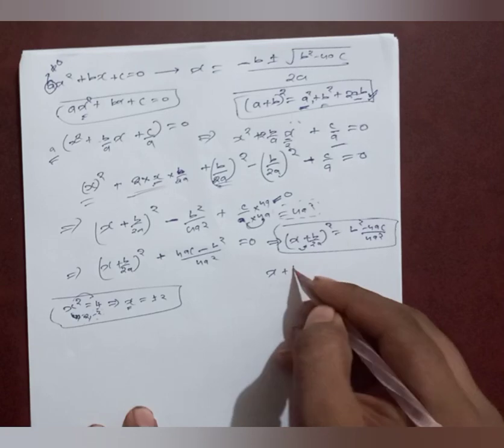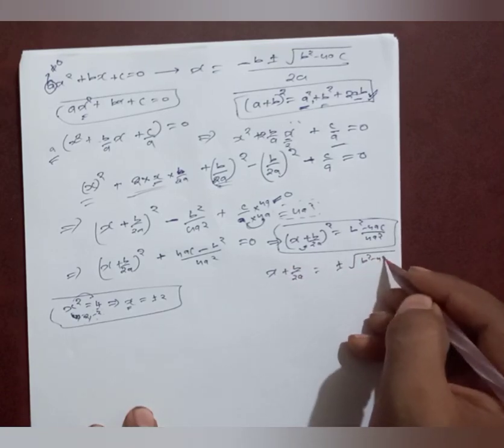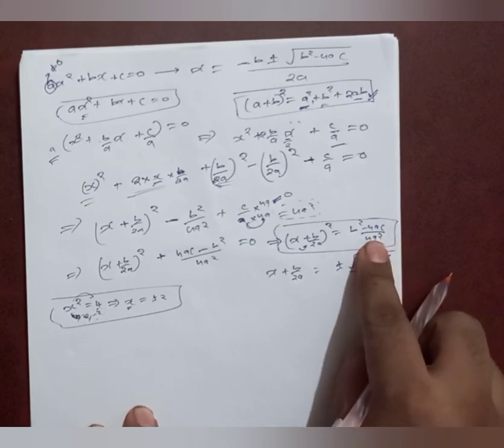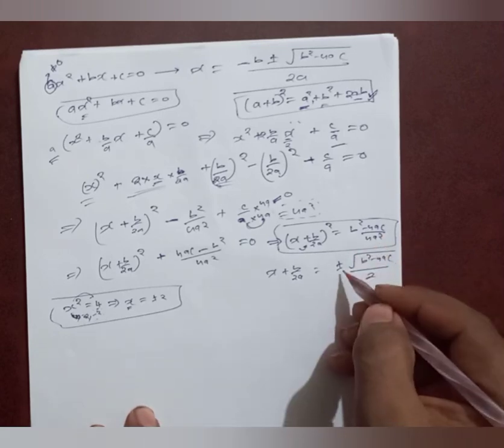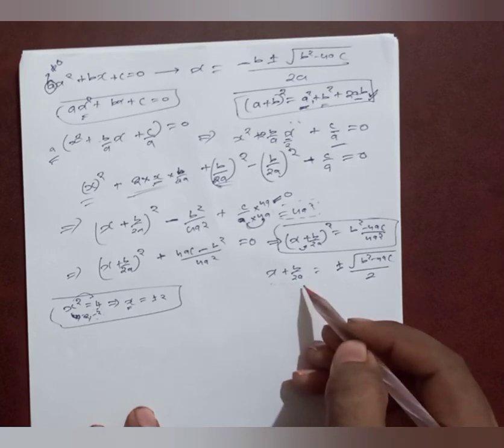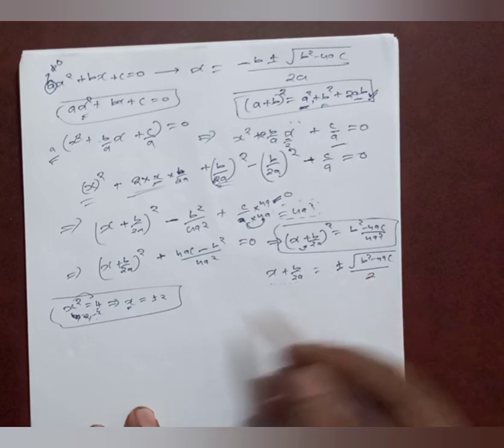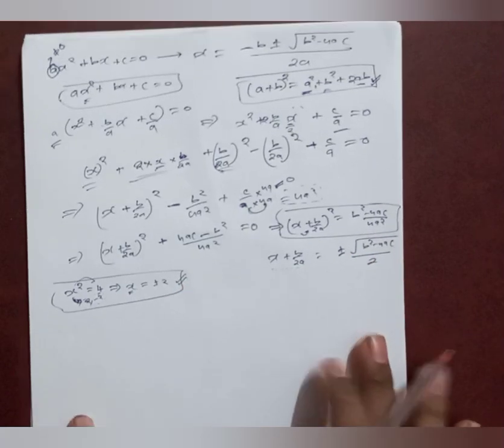So I will write x + b/2a = ± √(b² − 4ac)/2a, that is, the square root of 4a² is nothing but 2a. Why did I write plus or minus? Because I don't know whether x + b/2a is positive or negative, so I will write the possible values as plus or minus, similar to this. I hope you understand this.